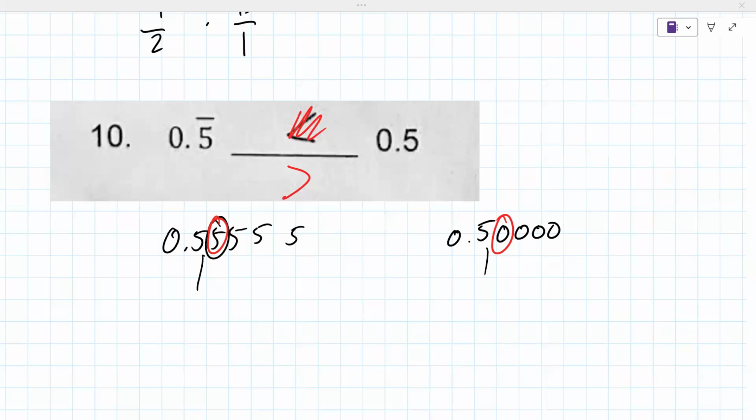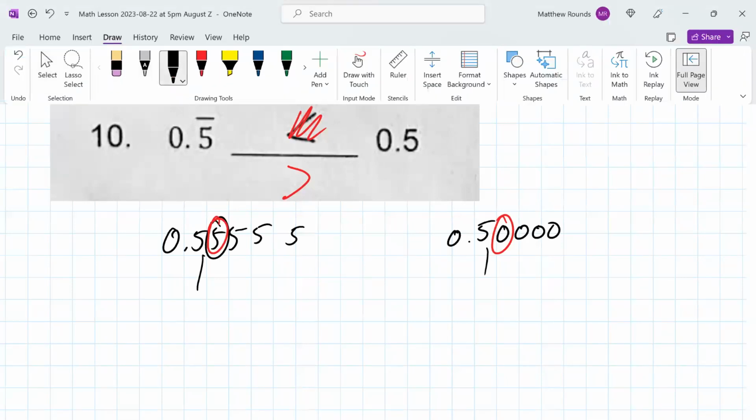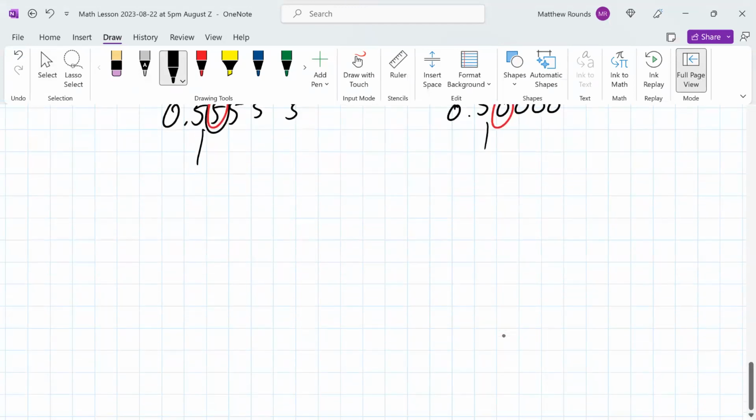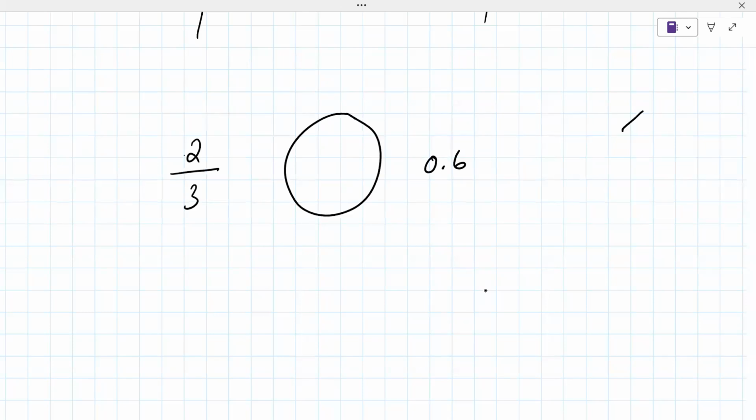Well, we got some time left, so we should spend a little bit more time on fractions, decimals, and percents, if you're okay with that. Okay, happy to. Let's kind of work through that. So let's look at a few more here. Let's look at 2/3 and 0.6. What goes in there?